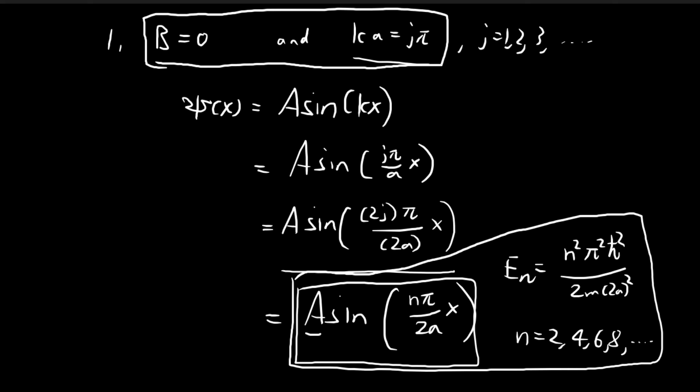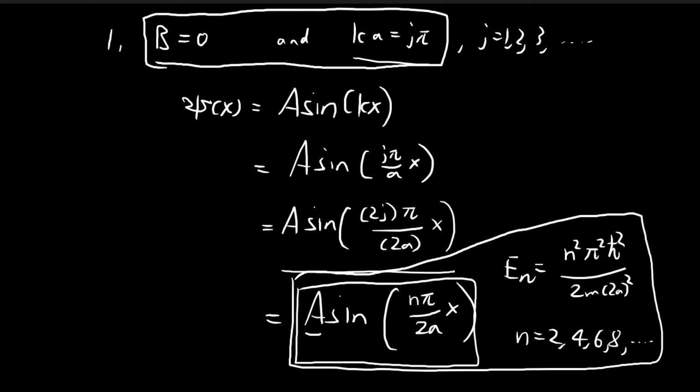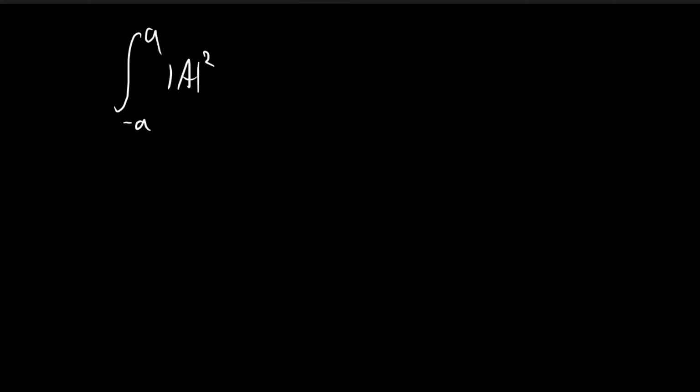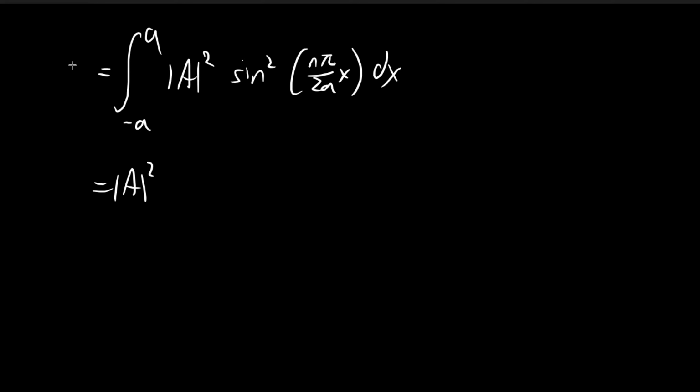We can quickly derive this by integrating ξ(x). So we integrate it from negative a to positive a, with A squared, and then we square the sine term, so we have sine squared of nπ divided by 2a times x, dx. We restrict this integral to be equal to 1. I can just pull this constant out. Since this is an even function, I can put a 2 over here and change the bounds to go from 0 to a.